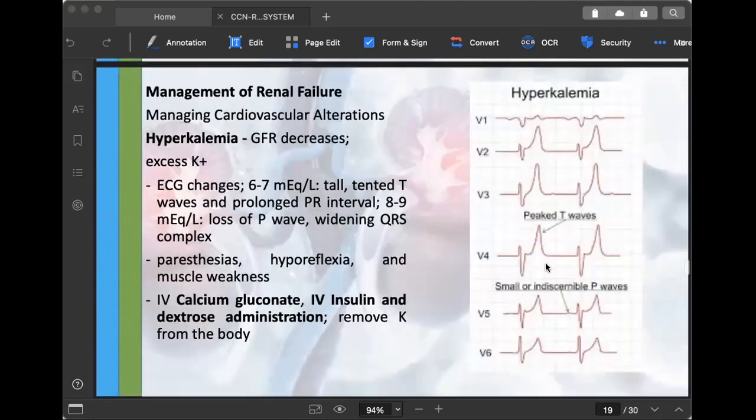Let's move on here. Management of renal failure, your cardiovascular disease, hyperkalemia. If the patient is having hyperkalemia, we already mentioned Kayexalate a while ago. It's a medication that can combat hyperkalemia. What you're going to check here is the ECG of the client. There will be tall, tented T waves, a prolonged PR interval, loss of the P wave, and widening of the QRS complex. Okay, so IV calcium gluconate, IV insulin, and IV dextrose are administered to remove the potassium from the body.